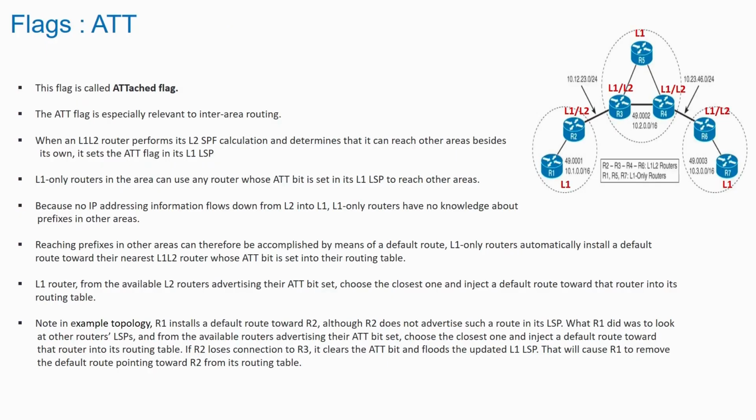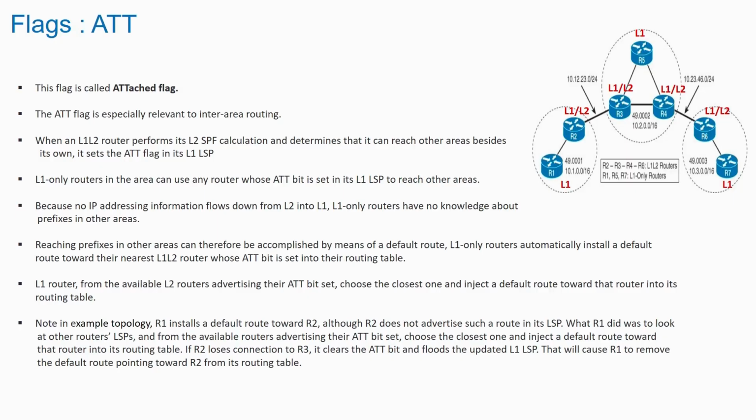As discussed, now let's talk about the flags that we saw in the show isis database and its variant commands. The first flag is the ATT, or the attached flag. The attached flag is especially relevant in case of inter-area routing. When an L1-L2 router performs its L2 SPF calculation and determines that it can reach other areas besides its own, it sets the attached flag in its L1 LSP. L1-only routers in the area can use any router whose attached bit is set in its L1 LSP to reach other areas.